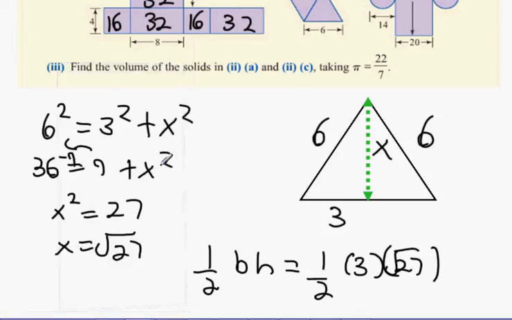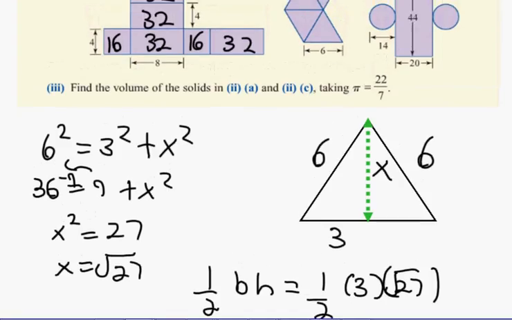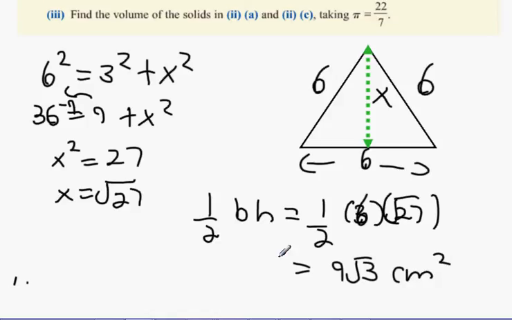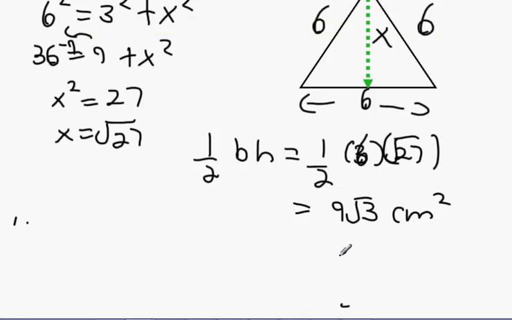That's for one triangle. But when you multiply by 4, it doesn't work out. Just want to check this again. Oh, that's it. Sorry guys, the base is not 3, the base is 6, because the base is all the way across. Connor's dead right, that's what happened there. So it's going to be 9 root 3 centimeters squared. Once again, multiply that by 4 and you get 36 root 3 centimeters squared.